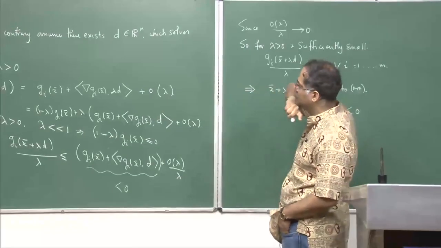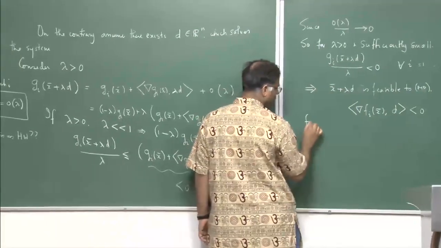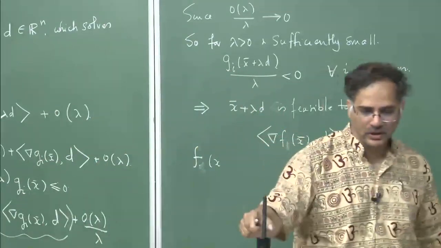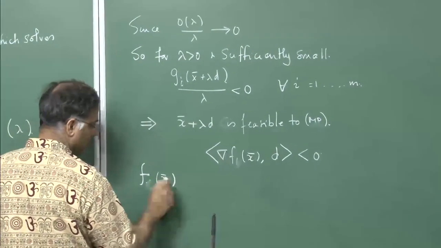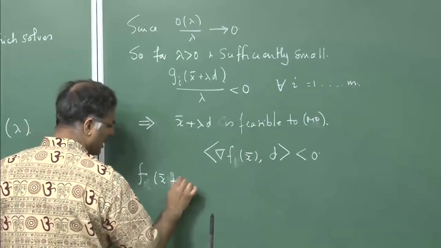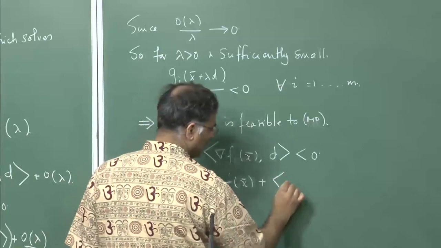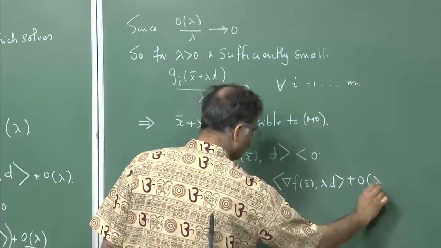because d is an element which is solving this system. Now, again we will take the help of Taylor's expansion around x bar. Sorry, there is no f_i, it is only f. Have I written f_i? Sorry, there is no f_i, I made a mistake, it is only f, because there is only one objective. So now f of x bar plus lambda d is equal to f of x bar plus grad f x bar lambda d plus small o of lambda.